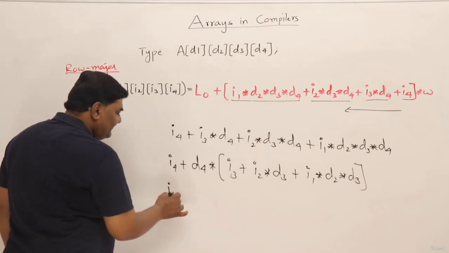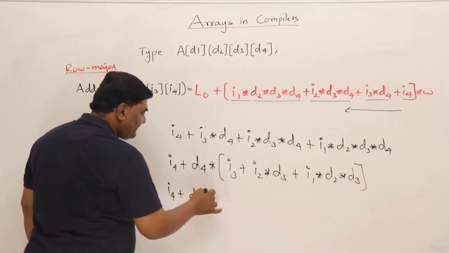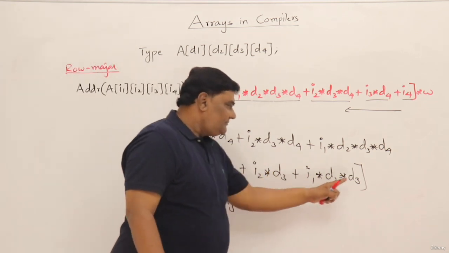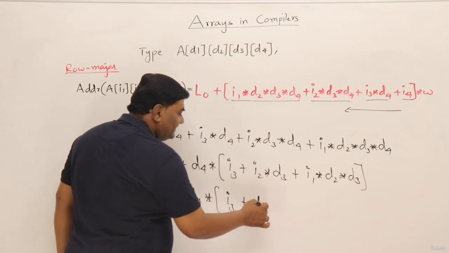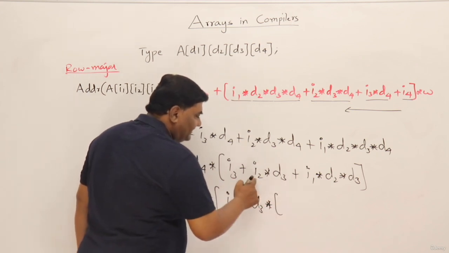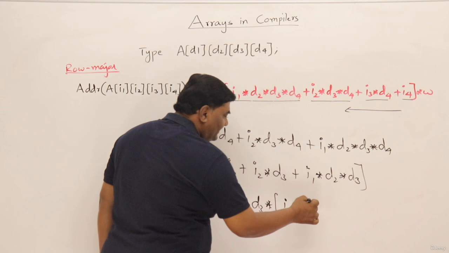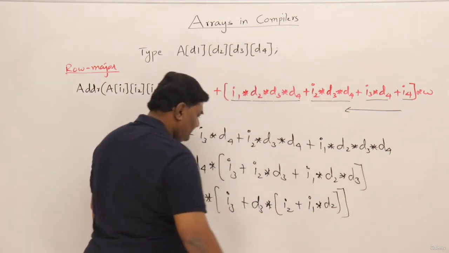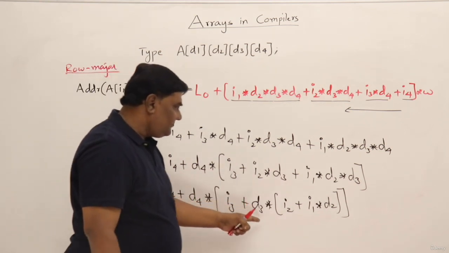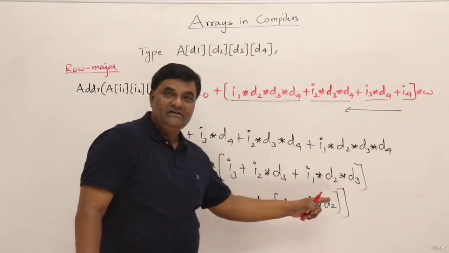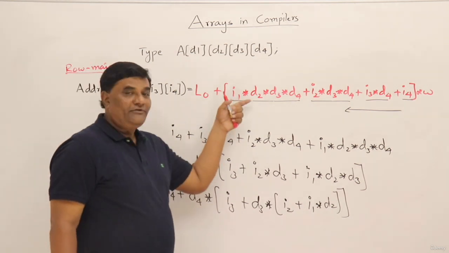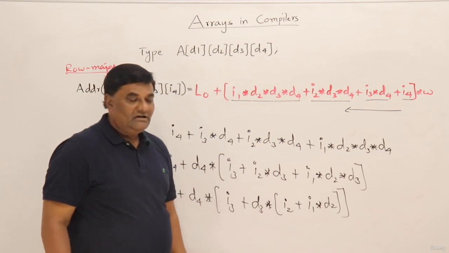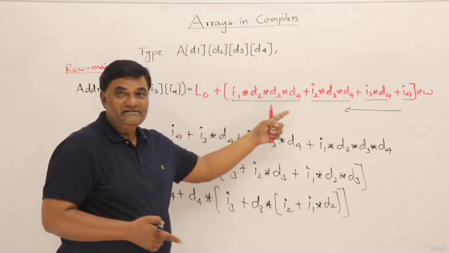Let us continue and see if we can take more common values. I3 plus. Now in these two terms, D3 is common. So I will write down D3 multiplied by I2 plus I1 into D2. So I have taken D4 common and D3 common. Now only two terms are remaining here. Further, I cannot take anything common. This formula can be rewritten like this by taking dimensions as common. Now this is the same thing that is there inside the brackets.